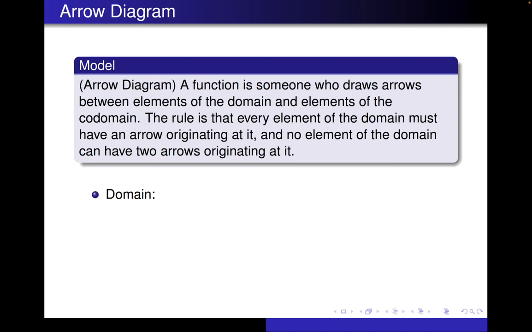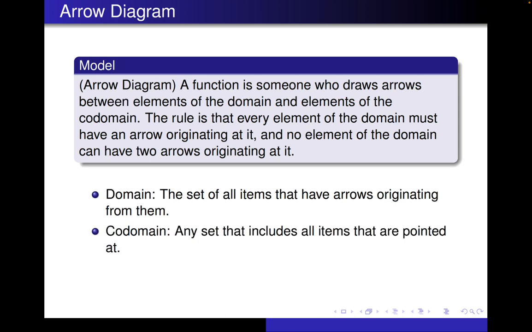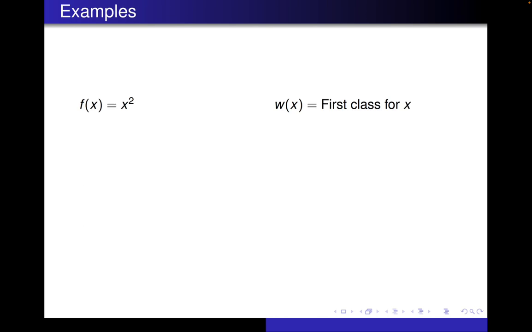Okay, here your domain is the set of all items that have arrows coming out of them. Your codomain is the set that includes all the items that are pointed at by elements in the domain. And then your range are the actual items that are pointed at, where somebody in the domain is pointing at that item. And let me show you a visual of the two example functions that we were looking at before.